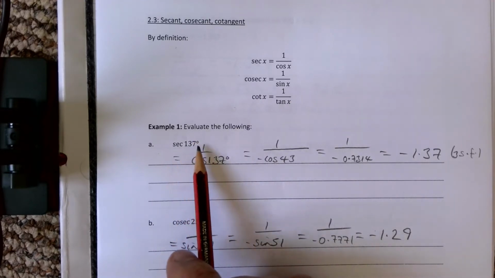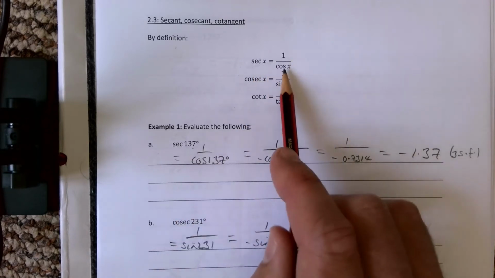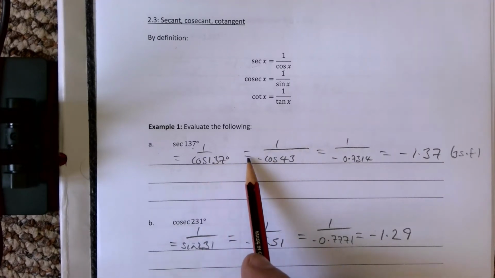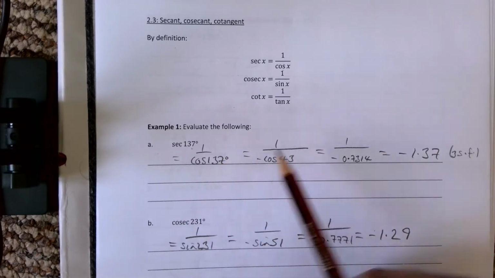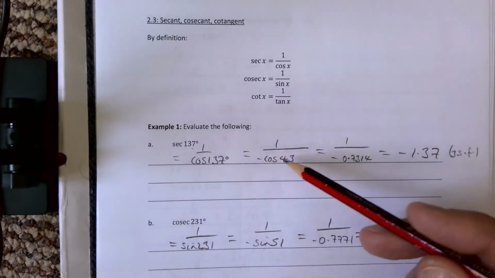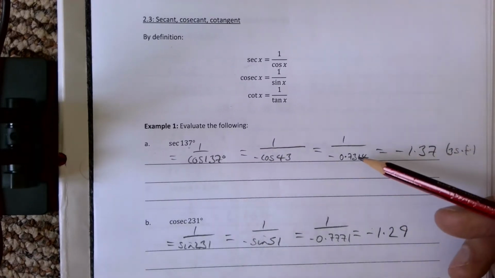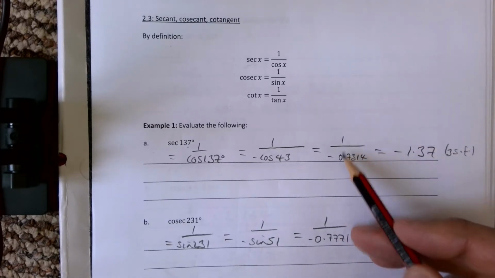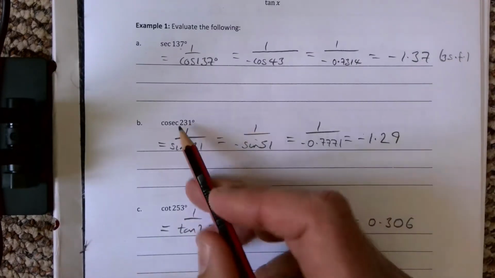So you might be asked to evaluate something like sec of 137. We know sec x is 1 over cos x, so that's the same as 1 over cos 137. You can do this a couple of different ways. Cos is going to be negative in the second quadrant, so it's the same as 1 over minus cos of 43. Cos of 43, you put it into your calculator, you get 0.7314. So it's 1 over that, and if you put that in your calculator, you get 1.37, to 3 significant figures.